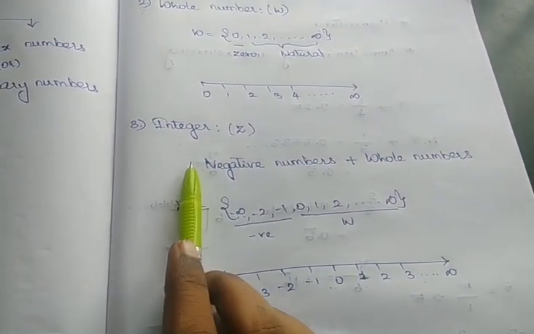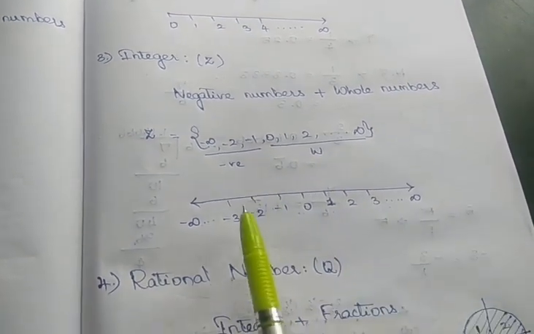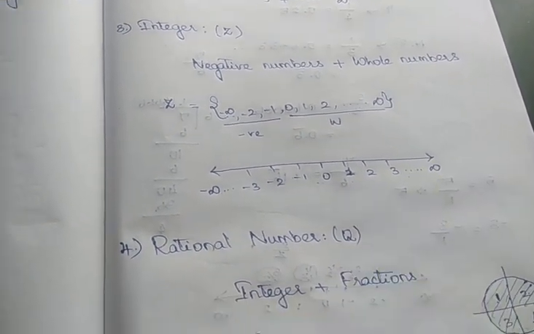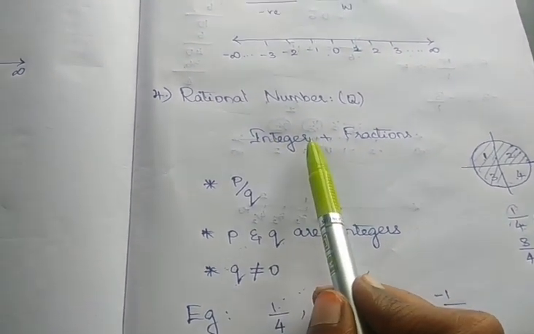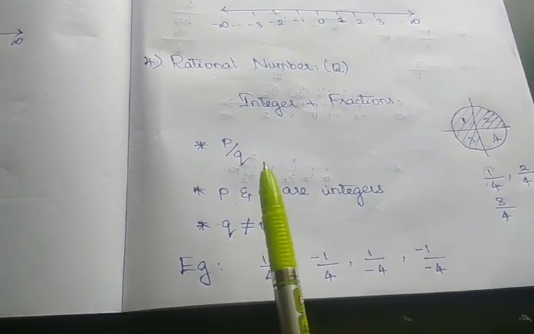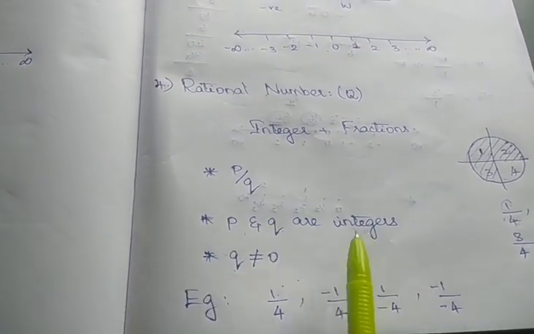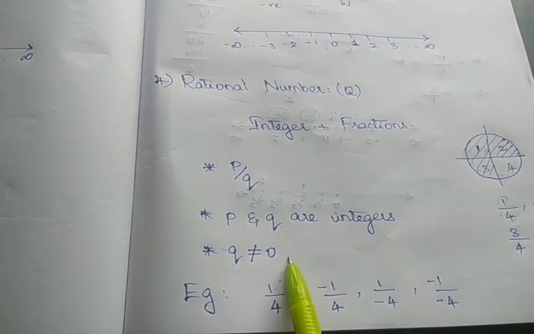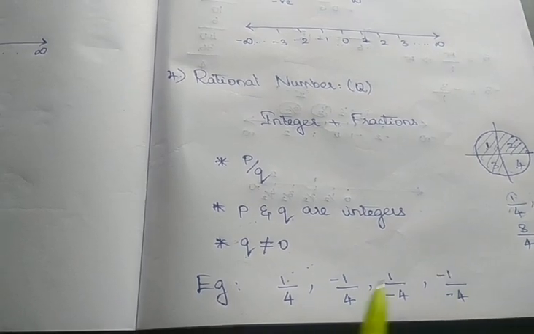Next come integers, which is nothing but negative numbers plus whole numbers. And this is its number line. And next comes rational number, which is integer and fractions together. The definition is a number which is of the form p by q, where p and q are integers and q not equal to 0, is a rational number. These are its examples.